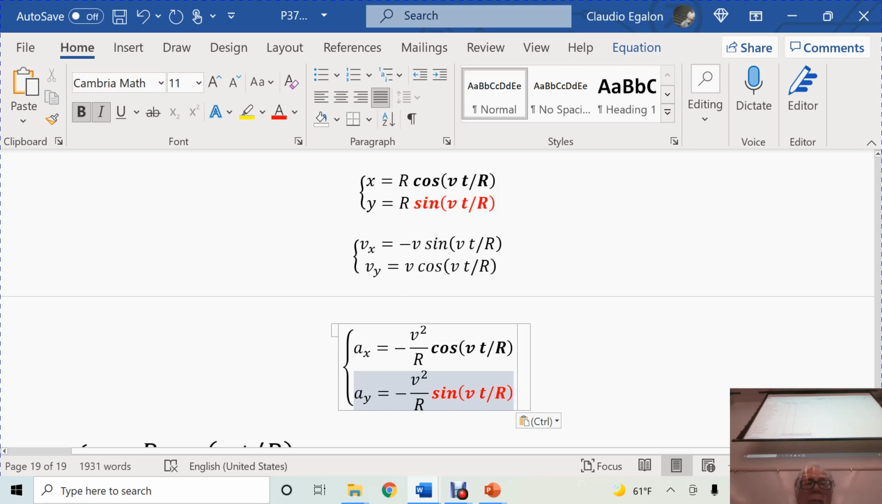Okay, and what changes too? What changes too is the coefficient here, right? But that's okay, and I'm going to tell you why. That tells us that the vector position is proportional to the acceleration vector. I'm going to prove that to you, okay?